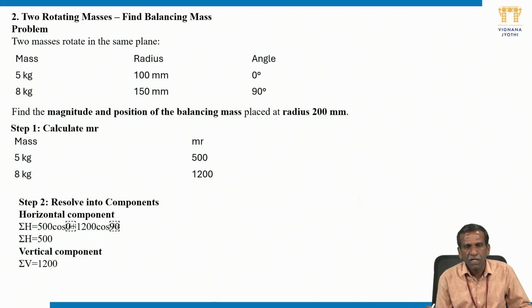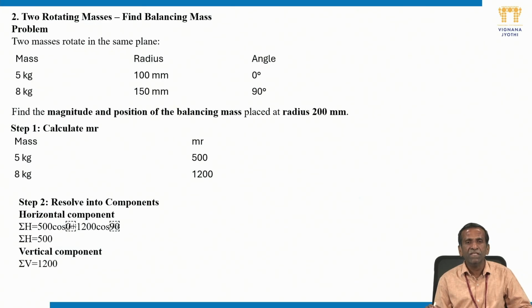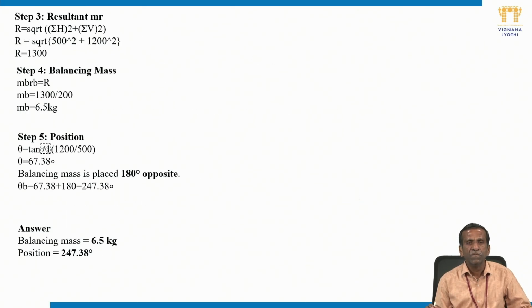In the analytical approach, all the horizontal components of these forces must be balanced, and the vertical components also need to be balanced, or the resultant needs to be balanced. For that we take a mass kept at the required radius. In this problem, at that radius, how much mass do we need to put such that it maintains the balance? We got the resultant of the given masses with the radius of rotation as 1300 newtons.